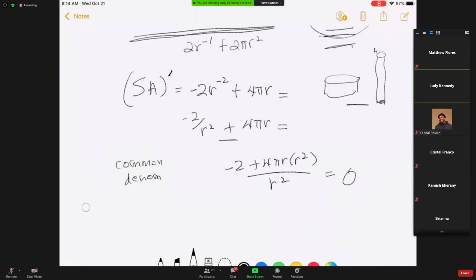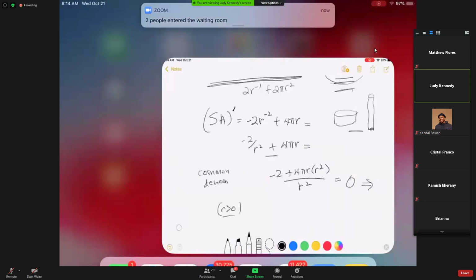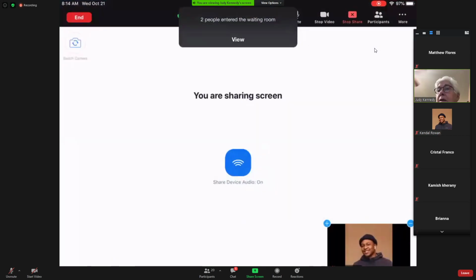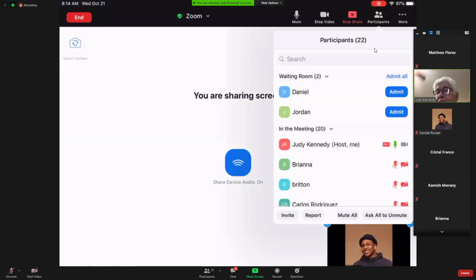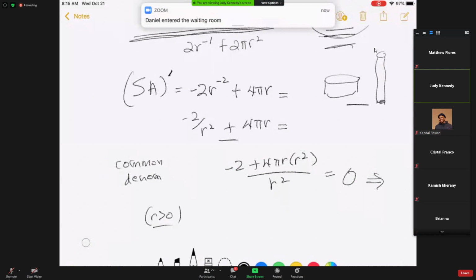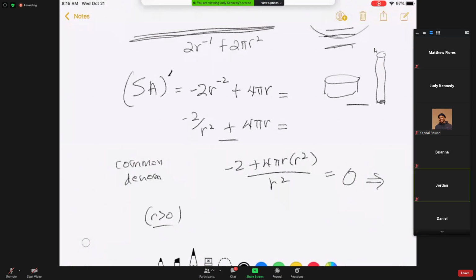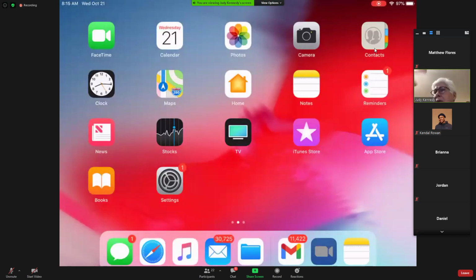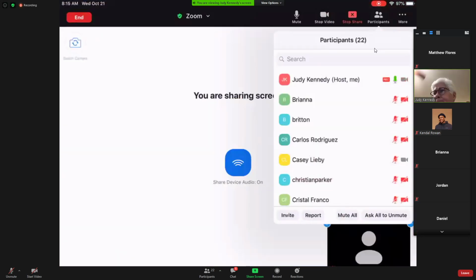What can be 0 is the numerator. Okay, so this says, somebody else entered. Okay, I already let him in. Me talking to my iPad. Let me make sure he's in. Okay. I guess so.